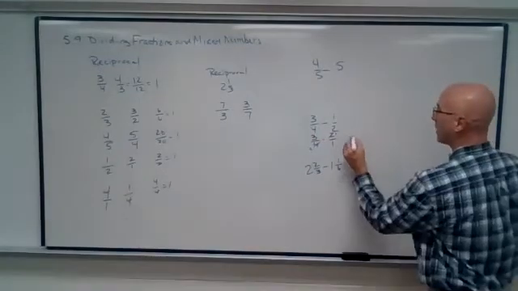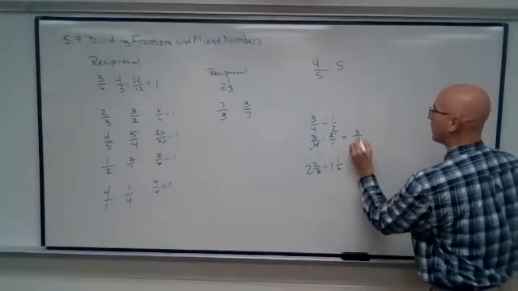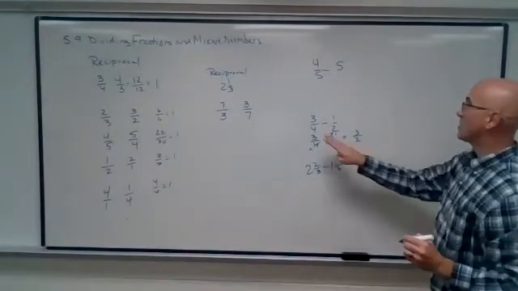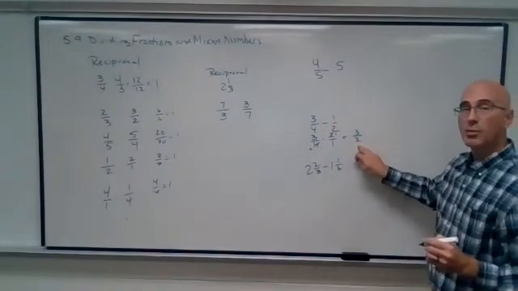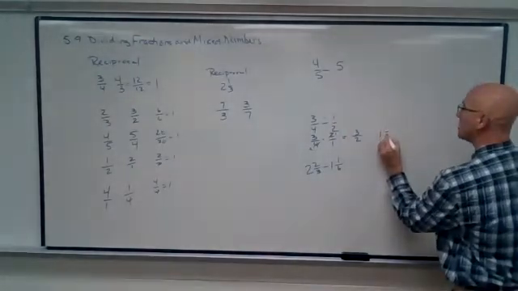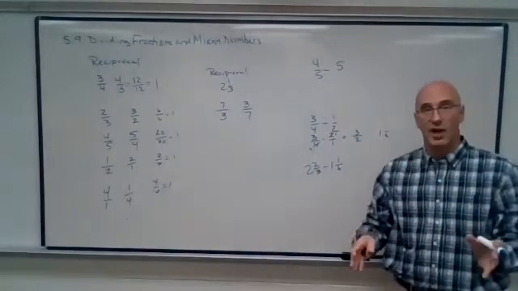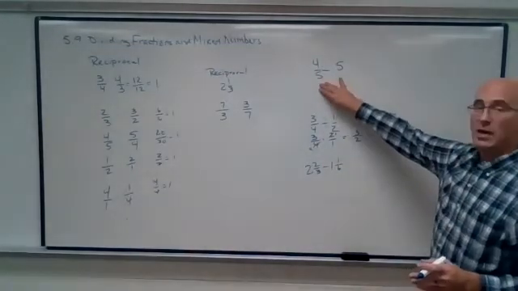Now I can multiply across. 3 times 1 is 3. 2 times 1 is 2. So 3/4 divided by 1/2 is 3/2. I can keep this as 3/2, or if I wanted to change it to 1.5, that is fine. Okay. Now, let's look at this one up on top.